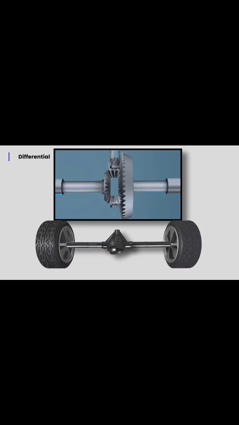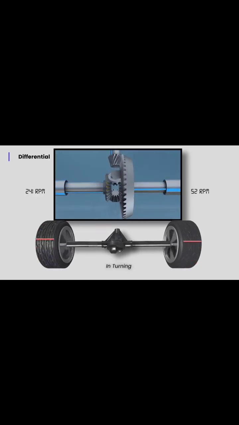Inside the differential, there are gears called pinion gear, ring gear, side gears, and spider gears. The ring gear receives the power from the engine via the pinion gear. When driving straight, the spider gears stay stationary, and both wheels rotate at the same speed. When turning, the spider gears spin, allowing the inner and outer wheels to rotate at different speeds.